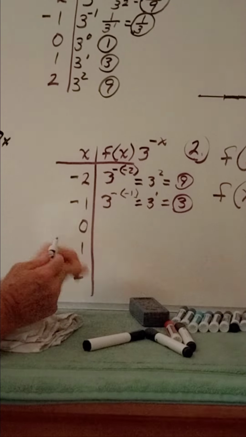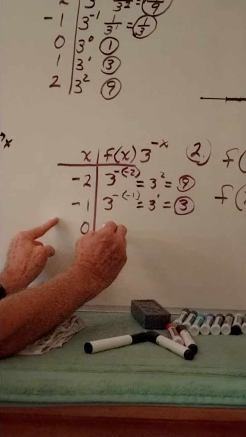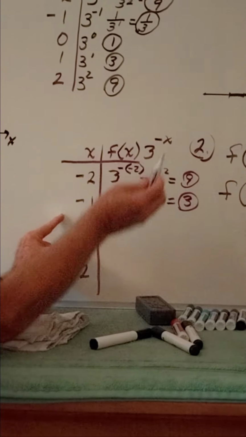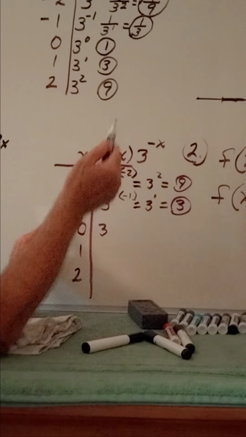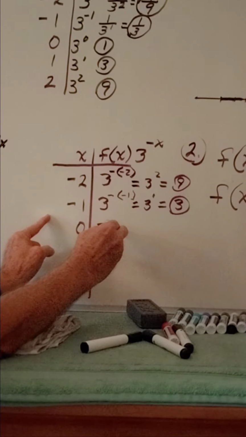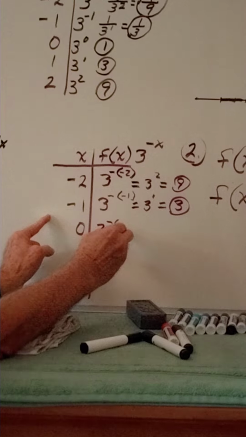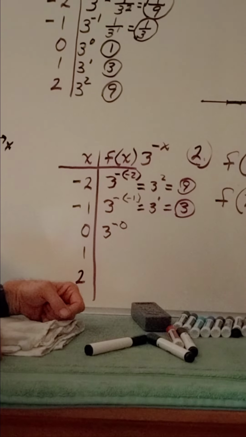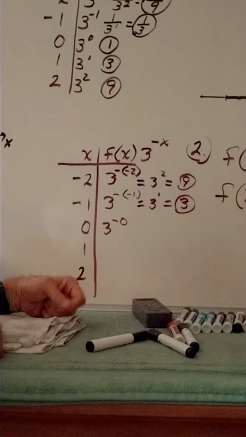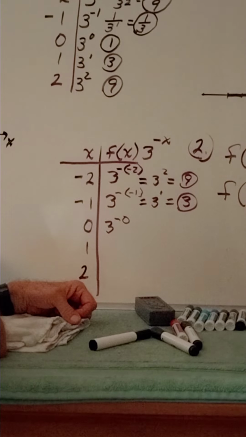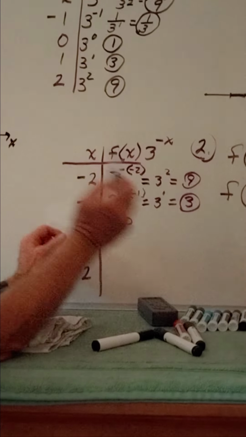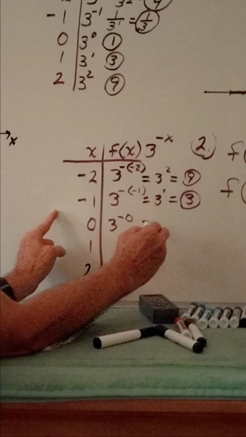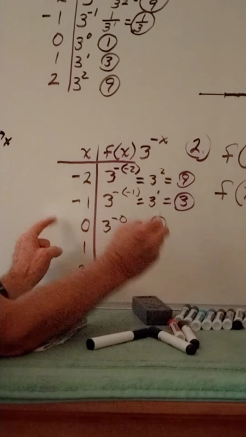If x is 0, bring down that 3. It doesn't matter if you bring down that opposite sign. You're going to put a 0 there. 0 is an unsigned number, so it's still 3 to the 0. There's no such thing as 3 to the -0. 3 to the 0, that's 1.